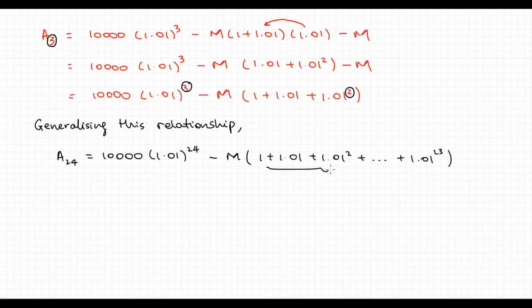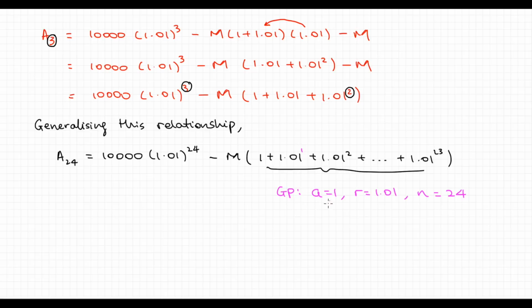So what we're supposed to recognize now is that 1 plus 1.01 plus 1.01 squared, all the way to 1.01 to the power of 23, is a geometric series. So we've got a GP where the first term is equal to 1, your common ratio is 1.01, and n is equal to 24. There are 24 terms because starting from 1.01 to the power of 1 all the way to 1.01 to the power of 23, that's 23 terms. And if I include the 1 at the beginning, that makes it 24 terms.